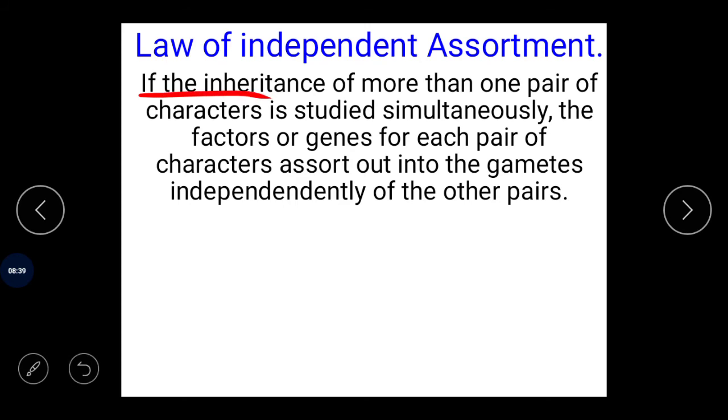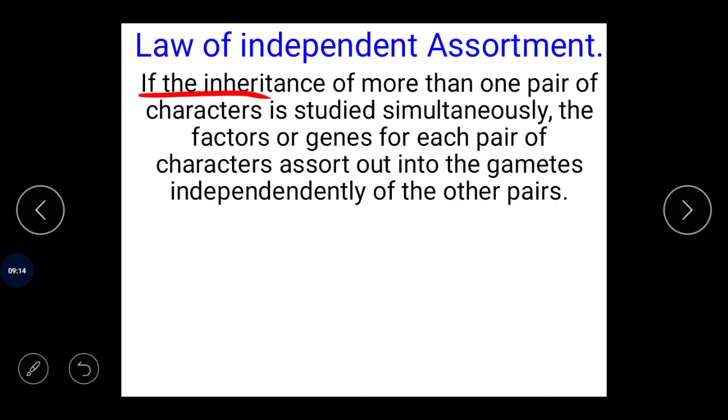What is the law of independent assortment? It means that if the inheritance of more than one pair of contrasting characters is studied simultaneously, so you are studying simultaneously more than one pair of contrasting characters. You are studying the color, you are studying the shape. So these are two pairs of contrasting characters. Okay, these two pairs of contrasting characters are controlled by pairs of genes.